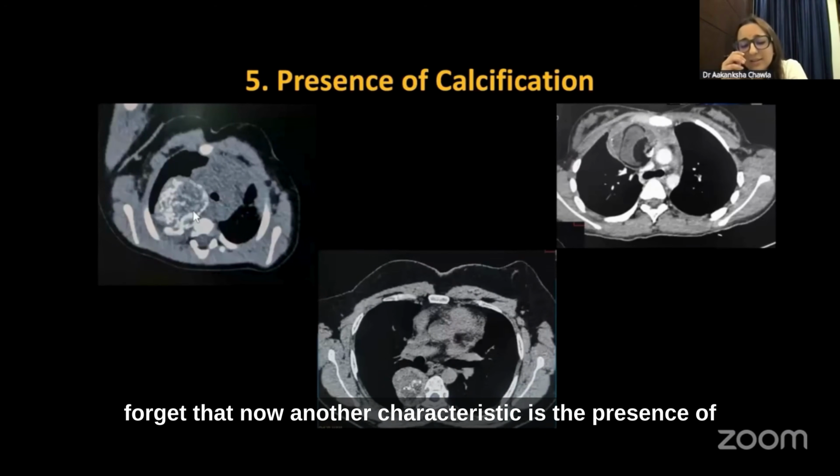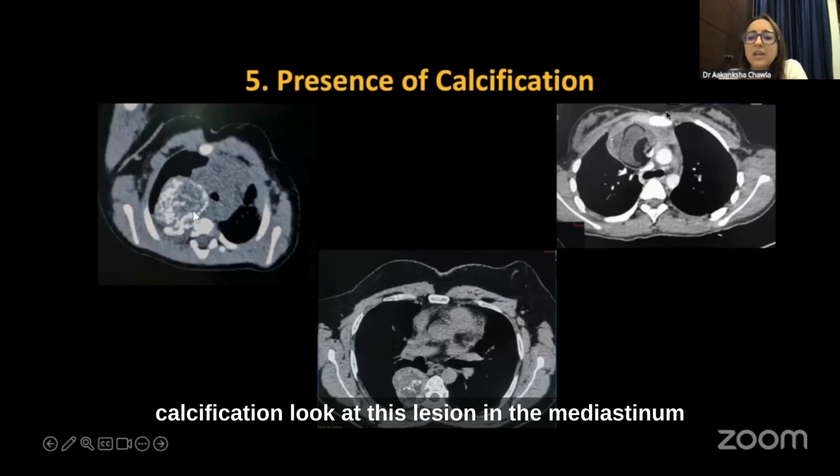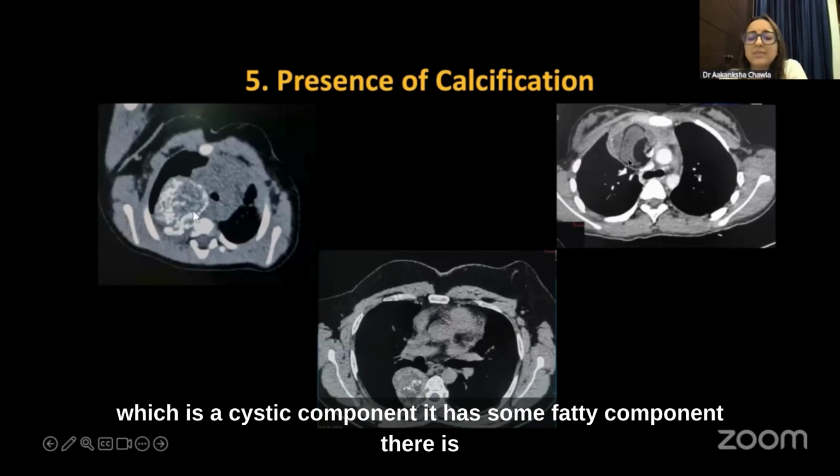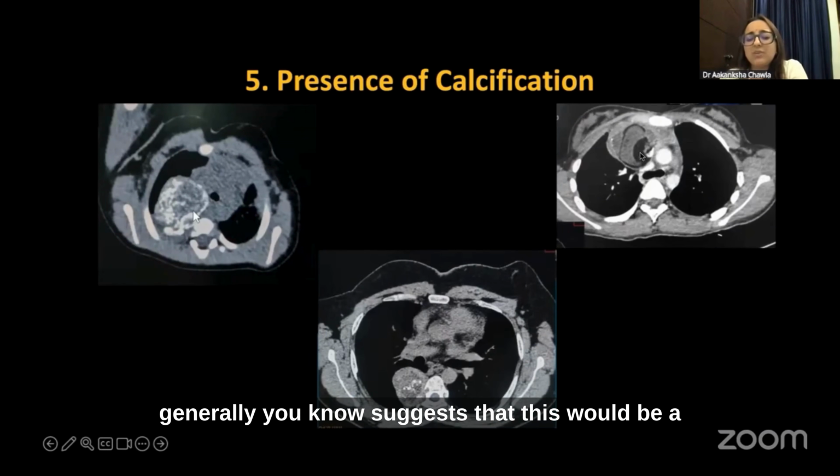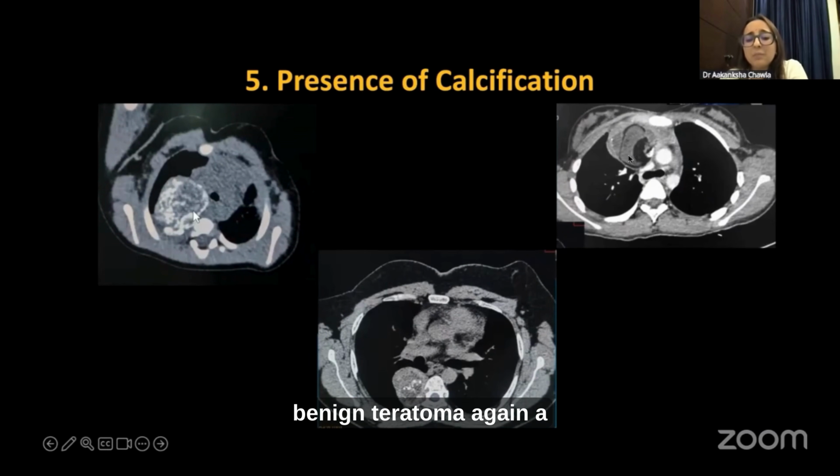Now, another characteristic is the presence of calcification. Look at this lesion in the mediastinum, which has a cystic component, it has some fatty component, there is some calcification, which generally suggests that this would be a benign teratoma. Again, a lesion here, large lesion with presence of calcification, and this was a case of neuroblastoma.